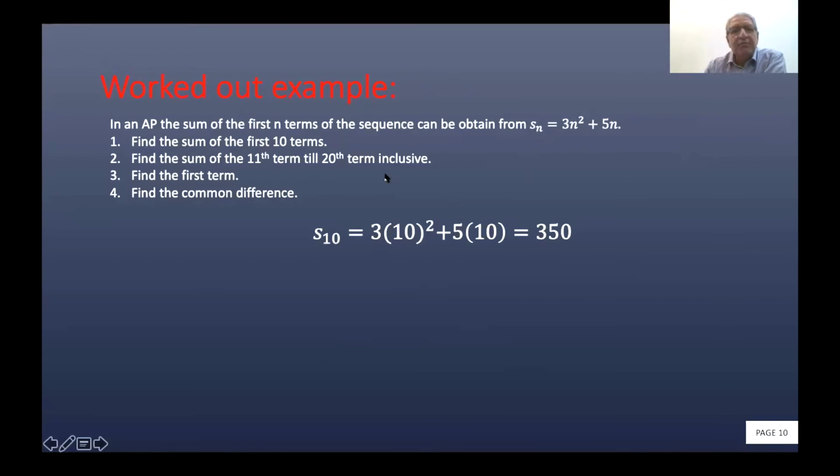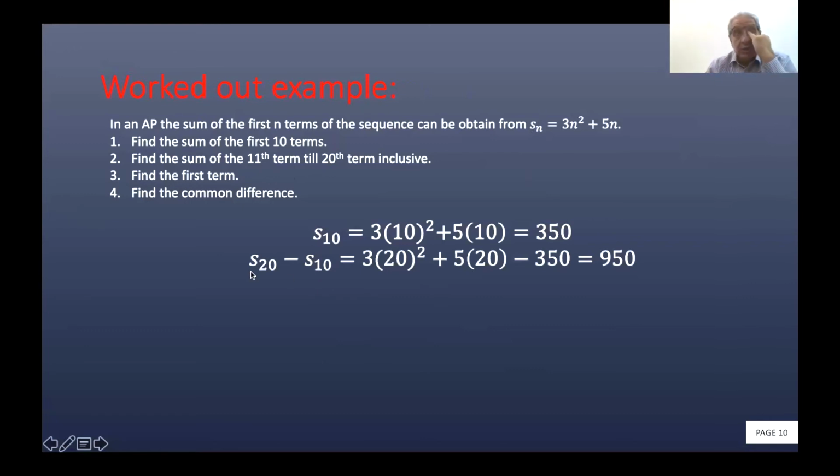Now we want from the 11th till 20th. Since we want from the 11th to the 20th, if I substitute 20 in this formula, I'm going to get from 1 to 20. From 1 to 10, I know is this much. Therefore, if I subtract S10 from S20, I'm going to get from the 11th till the 20th. S20 is the sum from the first term till the 20th, and S10 is from the first term till the 10th term. If you subtract, you get from the 11th term till the 20th.